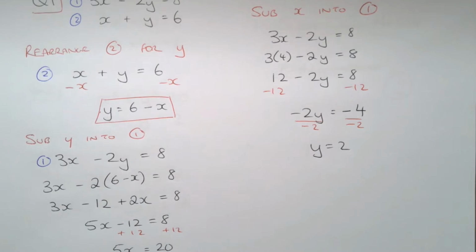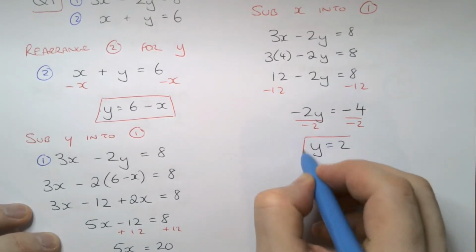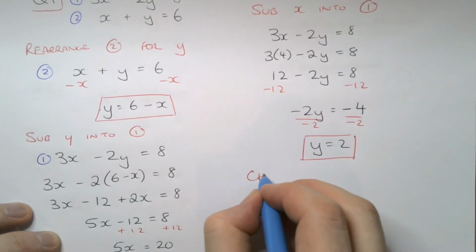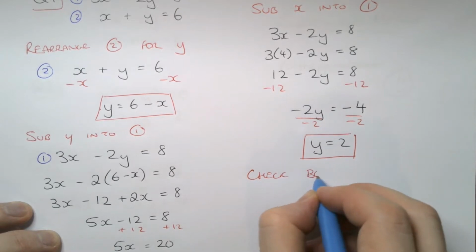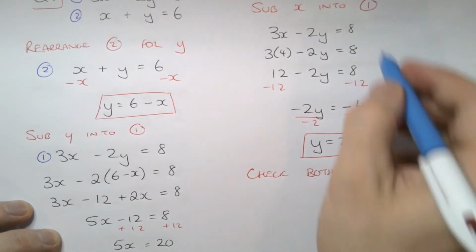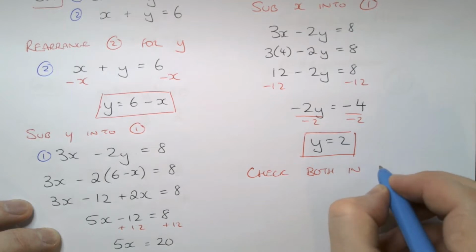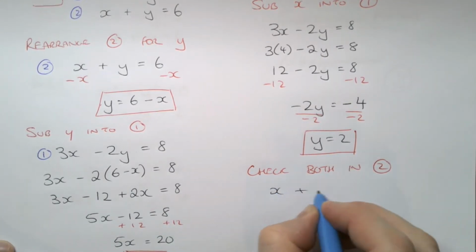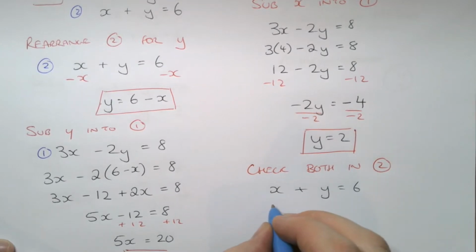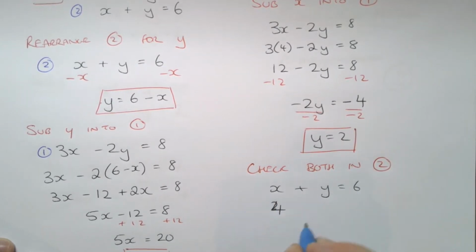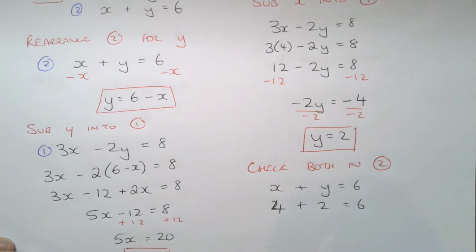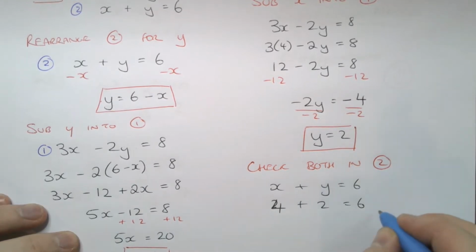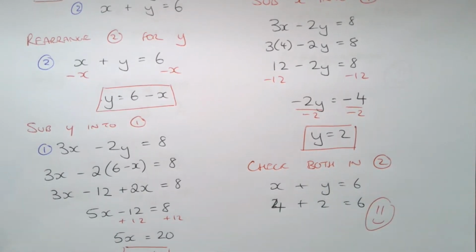So I found my x and my y here, so I am done. But just for good habit, I'm going to check both in the other equation. If I subbed into 1, I'll check them both in equation 2. This is just to cover yourself. So x plus y equals 6: 4 for x plus 2, does that equal 6? Hey presto, it certainly does. So we have the right answers.